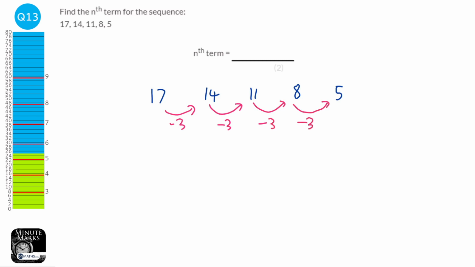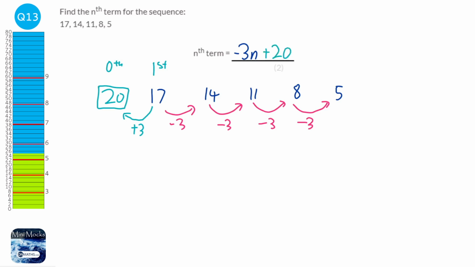So we know that the number before the n is going to be minus 3. So whatever they go up in is the number before the n. Then what we do is we go backwards to find the 0th term. So going backwards, we would add 3, and we would find it to be 20. So whatever our 0th term is, because 17 is our first term, is what we add to the minus 3n. So it's going to be add 20. So our answer is minus 3n plus 20.